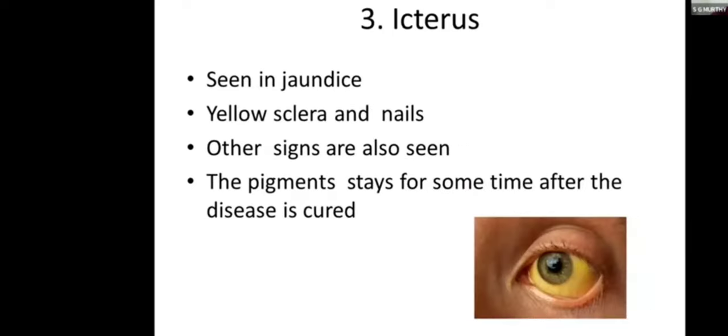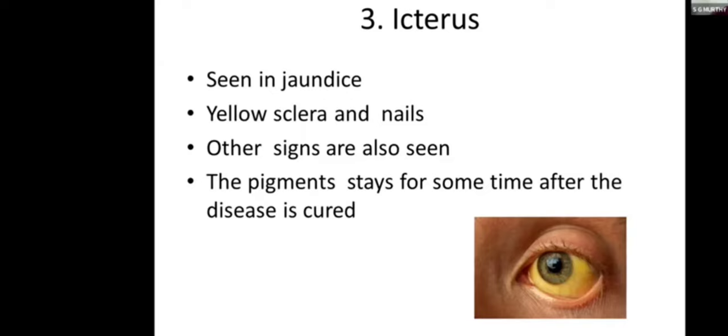Icterus, you all know, jaundice, yellow color nail. Along with that, you will see yellow sclera and all. By the time the nails become yellow, it is too late. So now we just put this because in medical college, we have only seen pallor, cyanosis, icterus, and clubbing. Beyond that, we have not. If you know four, you will pass very well with that.